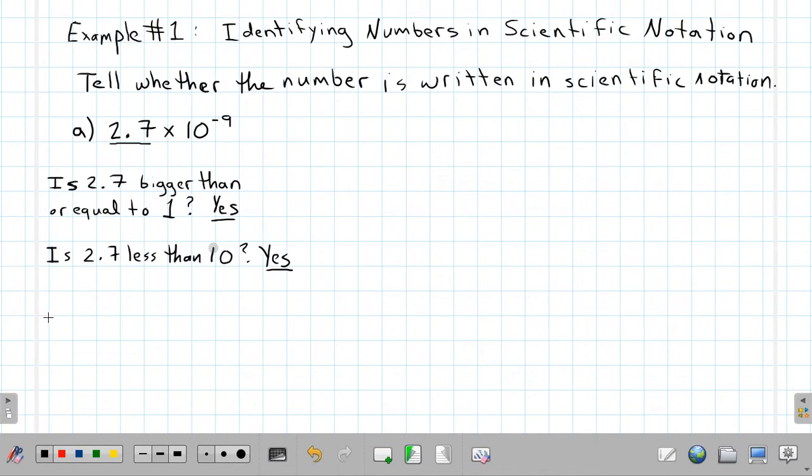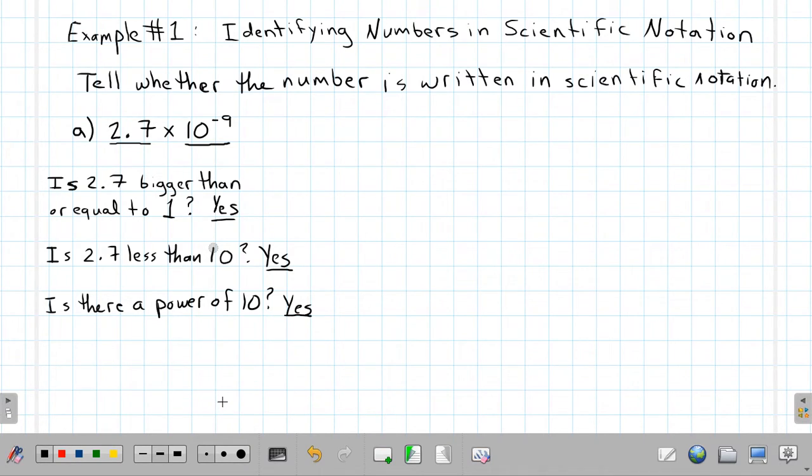Now the last question you need to ask is, is there a power of 10? That's this part right here, after the multiplication symbol. Is that a power of 10? Well, 10 is the base, and it's raised to, in this case, a negative exponent, but that is fine. Once again, exponents can be negative. So 10 to the negative 9, well, yes, we have a power of 10.